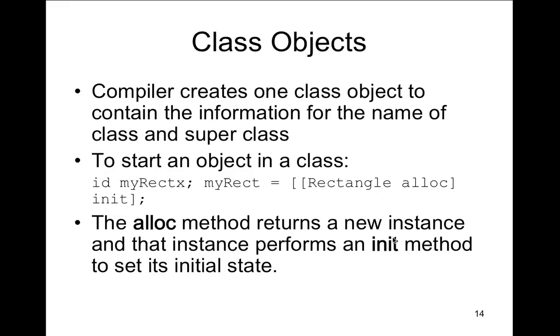All right, so the compiler creates one class object to contain the information of the name of the class and the superclass. So to create an object of a class, in this particular example, id, the reference type, myRectangle is equal to a Rectangle alloc init. The alloc method returns the new instance, and the instance performs an init method to set the initial state. Think of init sort of like running a default constructor, but manually, instead of in C++, where you don't actually have to say init. It sets the default state automatically. And alloc is sort of like the new, since you allocate the memory for it. So alloc returns an instance, and the instance performs an init, which sets the initial state, sort of like constructor behavior.